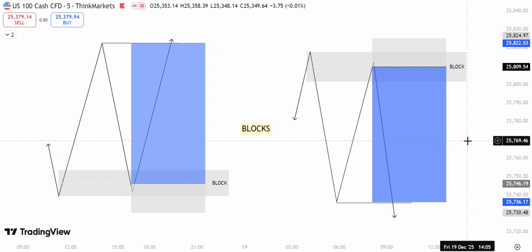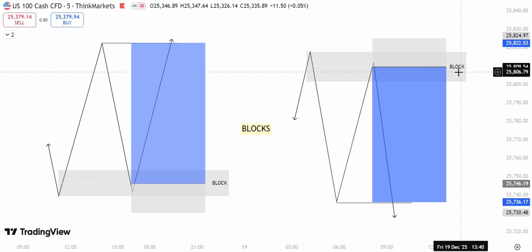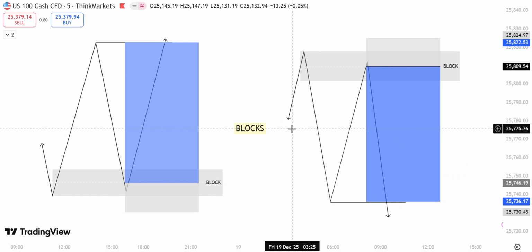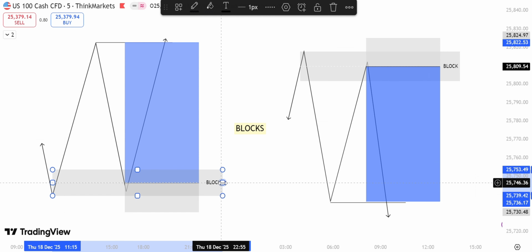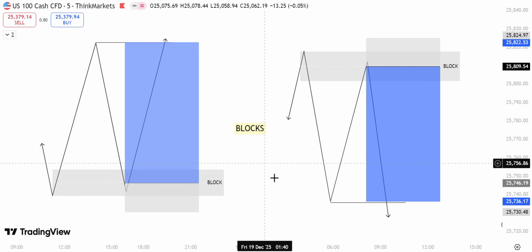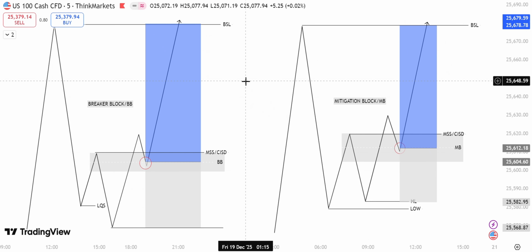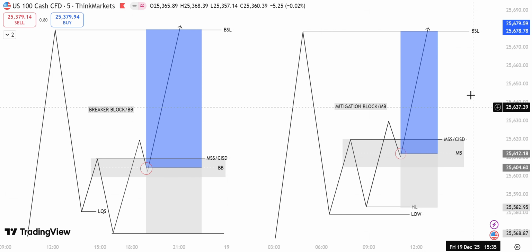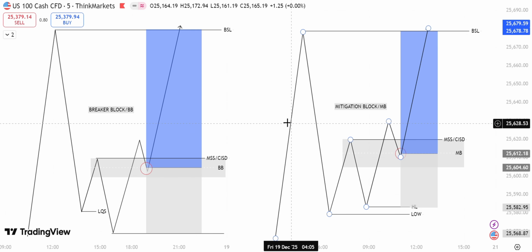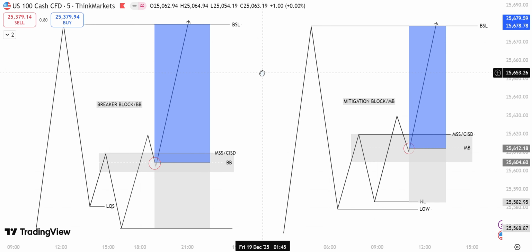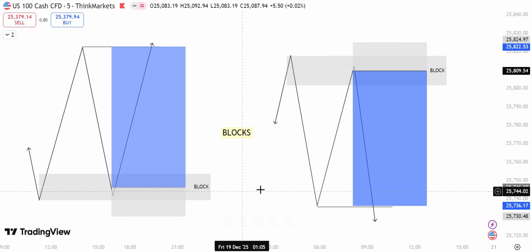Now, it can be a candle or a series of candles. Therefore, blocks are basically supplies and demands. It's basically supply and demand, but a little bit more complicated. We will look at some examples, but before that, let's look at the difference between what is a breaker block and what is a mitigation block. Now, breakers and mitigation blocks, they're all the same thing, basically. They're all blocks.